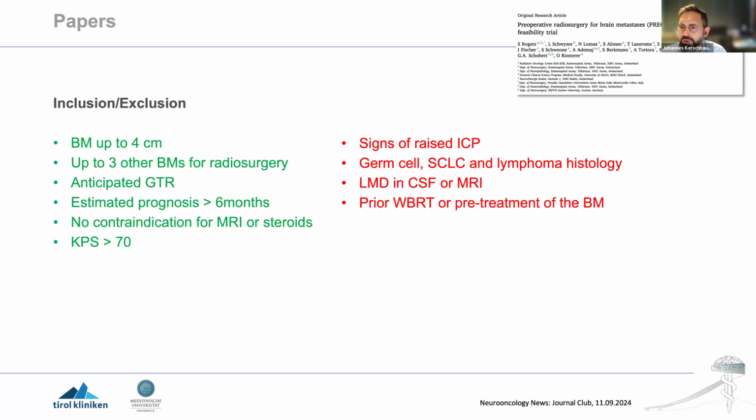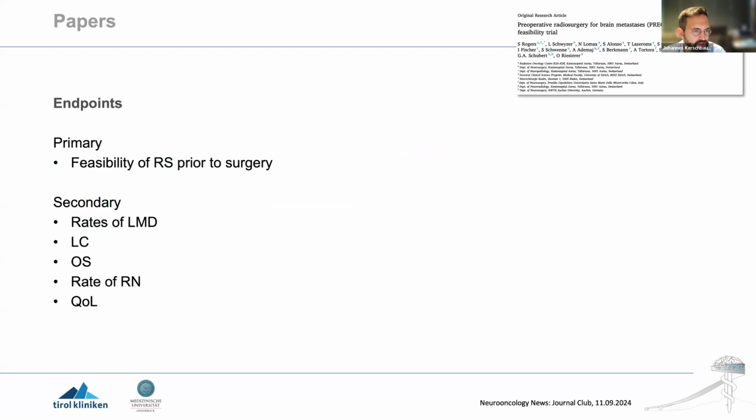They included only cases where they anticipated the gross total resection, and patients where they thought they had a prognosis of more than 6 months, to look up how this could affect imaging and clinical course of this patient. Of course, no contraindications for MRI and steroids, and as always in oncology, KPS over 60 was mandatory. Of course, tumors sensitive to radiation therapy were not included, and also patients who had pre-treatment, especially with whole brain radiotherapy, were excluded from this trial.